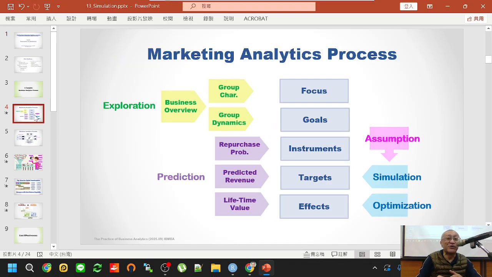Let's take a look at this chart that we have used many times already, right? In the second half of the semester, we are no longer doing the holistic and group-based exploration and analysis. We are talking about the individual prediction, right? We make a model, and that model actually predicts every individual customer's behavior, right? As we can see.